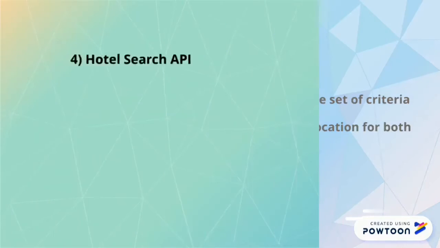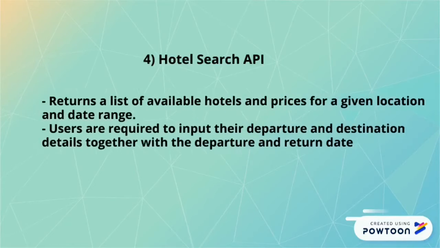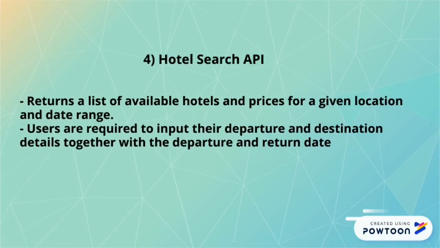Fourth is the Hotel Search API. It returns a list of available hotels and prices for a given location and date range. Users are also required to input their departure and destination details together with the departure and return date.